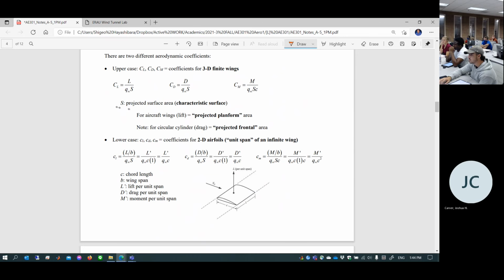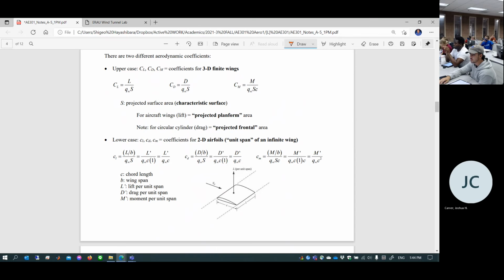Anyways, this is quite important: projected surface area, characteristic surface. The meaning of this characteristic surface is some kind of surface that best characterizes your device's most desired character, which in the case of an airplane wing is, of course, lift. Lift is what you're interested in. So in order to normalize that lift value, what is the best way to normalize? Of course, it's the planform.